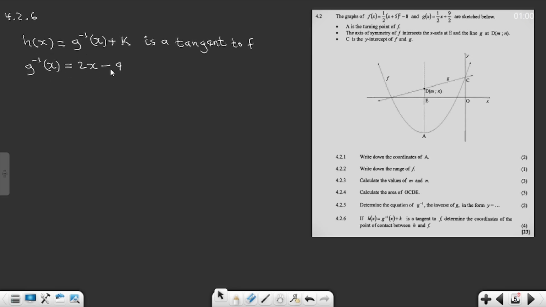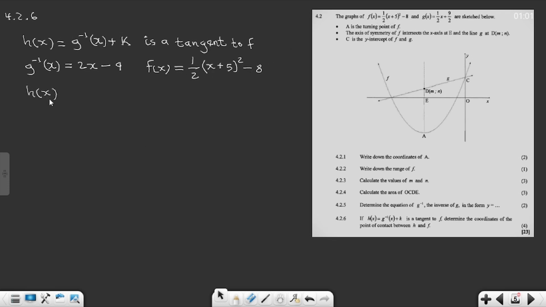We calculated it in the form y is equal to 2x minus 9. When you look at the question 4.2.5, you also have f of x. We are going to need it. f of x is equal to this. This is what we have here.